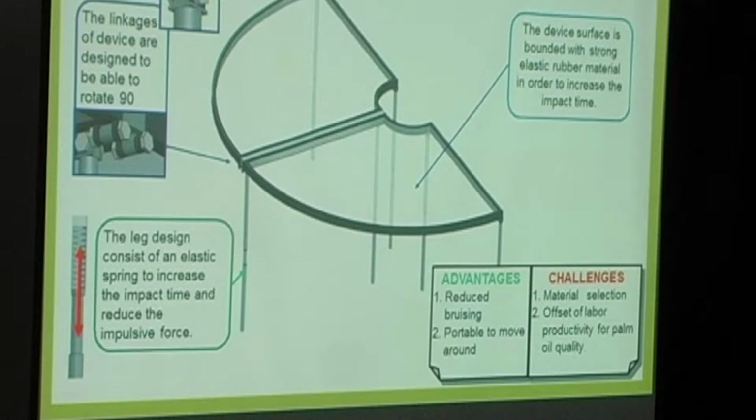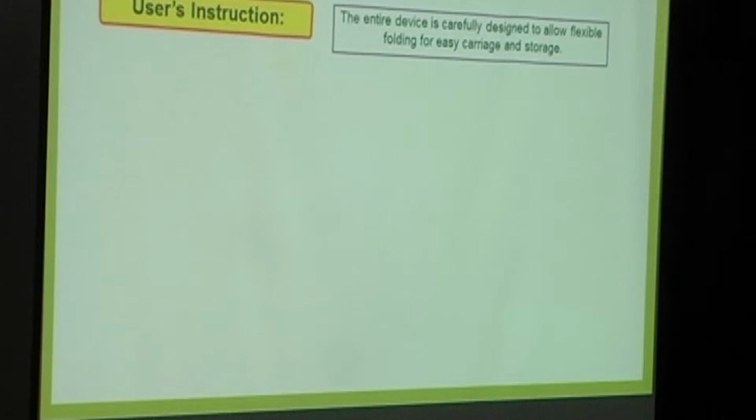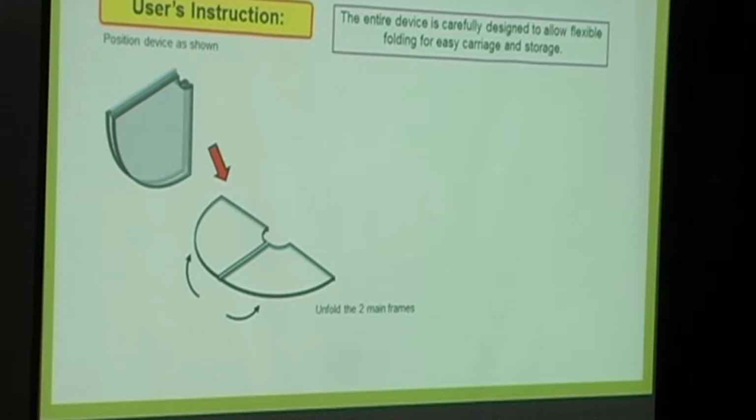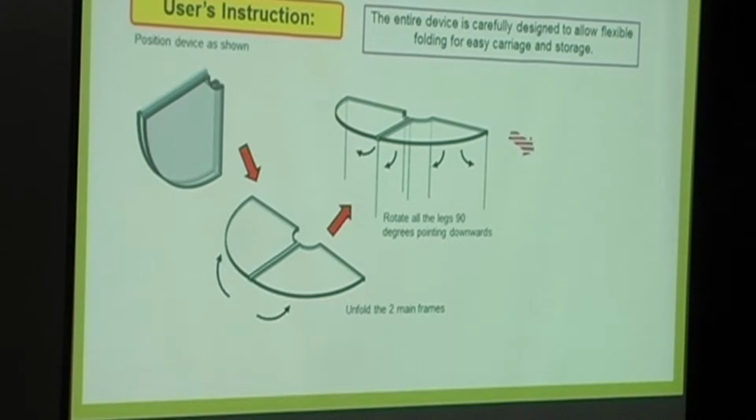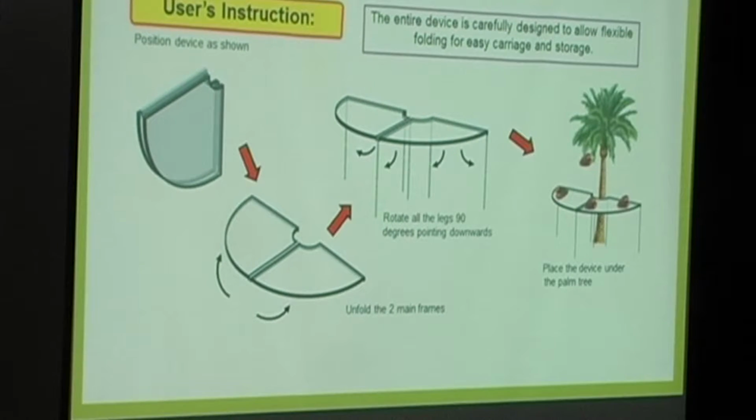So next, I will explain how to install and uninstall the device. First, you just need to position the device as shown in the figure. And the next step is to open up the two main frames and rotate all the legs 90 degrees pointing downwards. And lastly, just place the device under the palm tree. For the uninstallation process, you just reverse the steps accordingly. So that's all from me. I will pass to Mr. Chu Chin Heng for the next design.